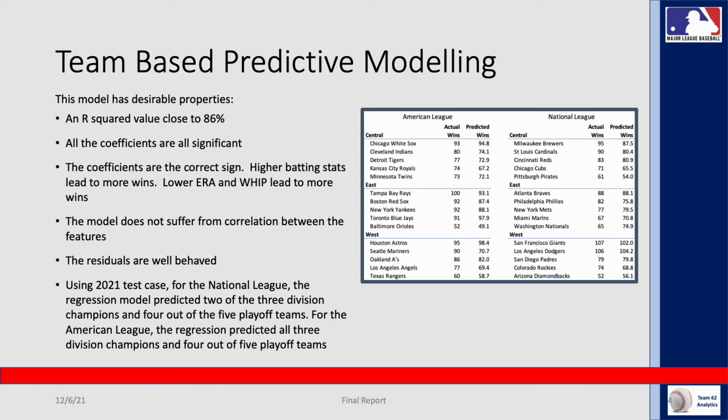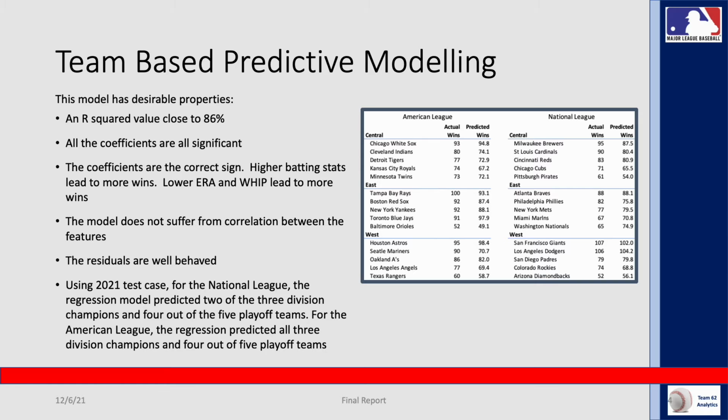All the coefficients are significant. So when we look at the statistical output of linear regression, one of the analytics we can get is, are the coefficients we're getting actually significant? And in all cases in the model, they were. In fact, they were significant at like the 99.99% level.